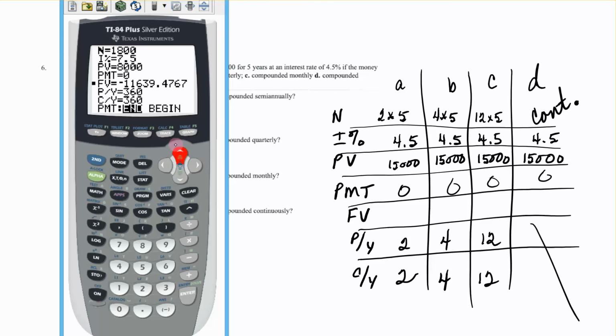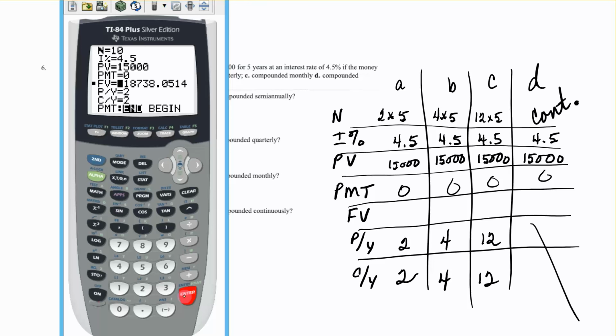All right, for Part A, I'm going to try to put my answers in here. The number of periods is 2 times 5. Interest rate is 4.5. The present value is 15,000. Payments are 0. Because it is semi-annually, payments per year and compounding per year is 2. So go up to future value, alpha, enter.